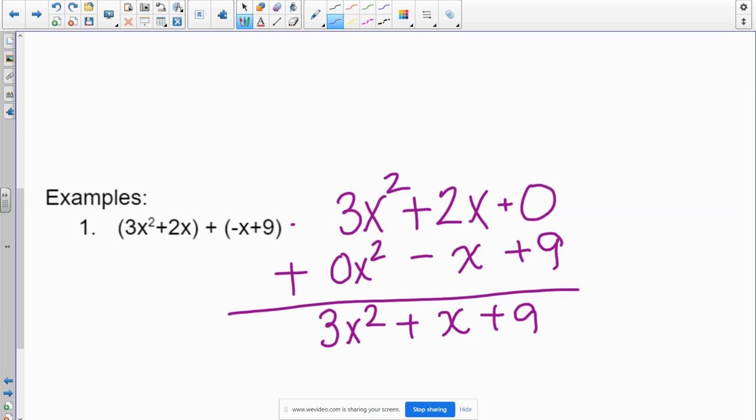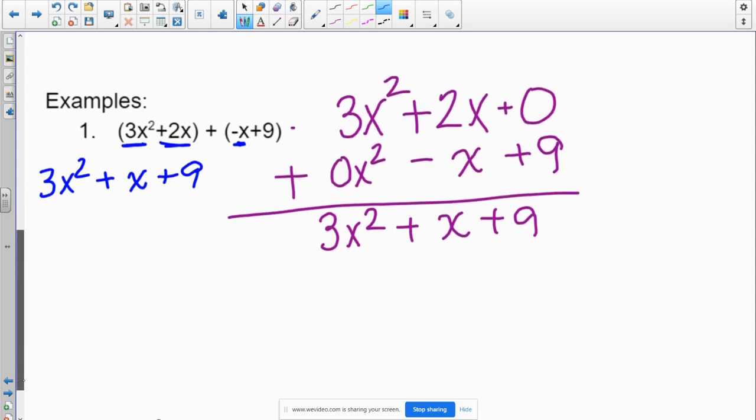Again, you can do that horizontally. You have 3x squared. I look over in this polynomial, I have nothing else to add it to, so we have 3x squared. We have 2x, and I look in the other polynomial, I have a negative x, so 2x plus a negative x leaves me with an x. And then nothing left, but you have to look at the other polynomial, and I still have a 9, so nothing plus 9 is 9. So I get the exact same sum again.